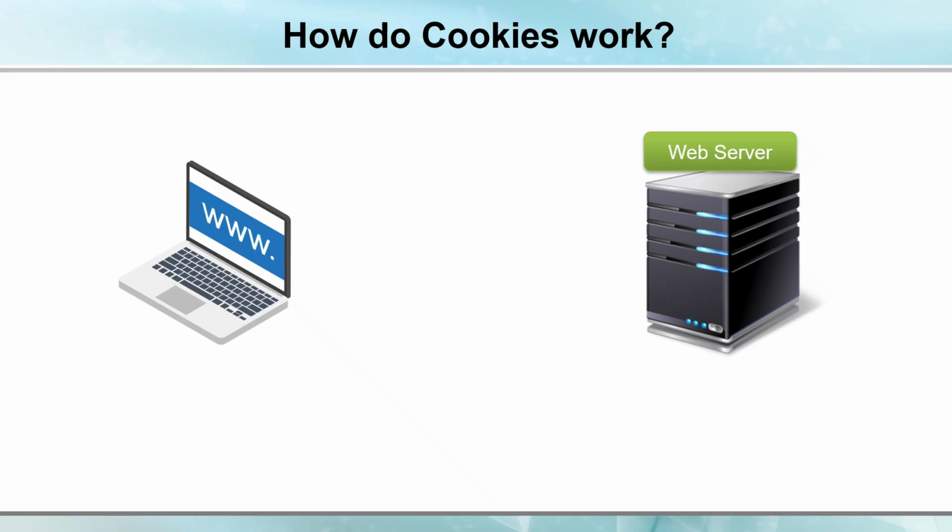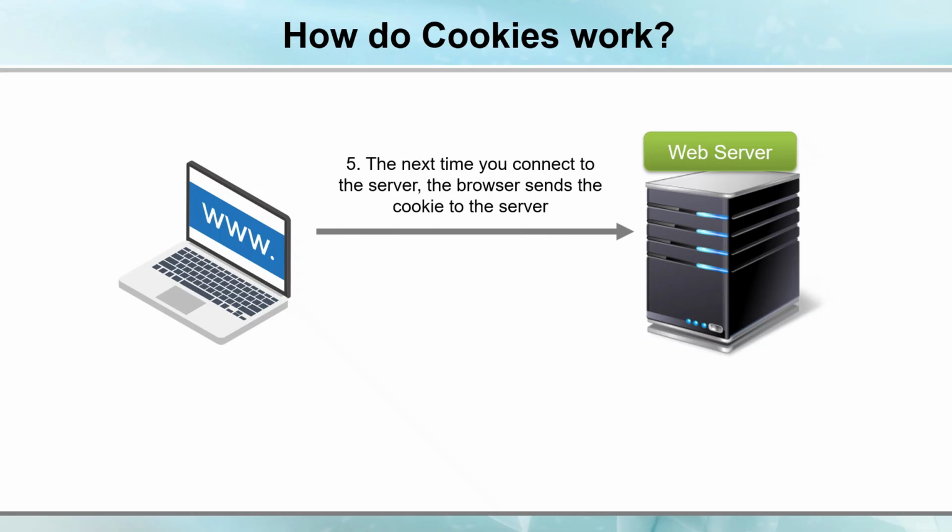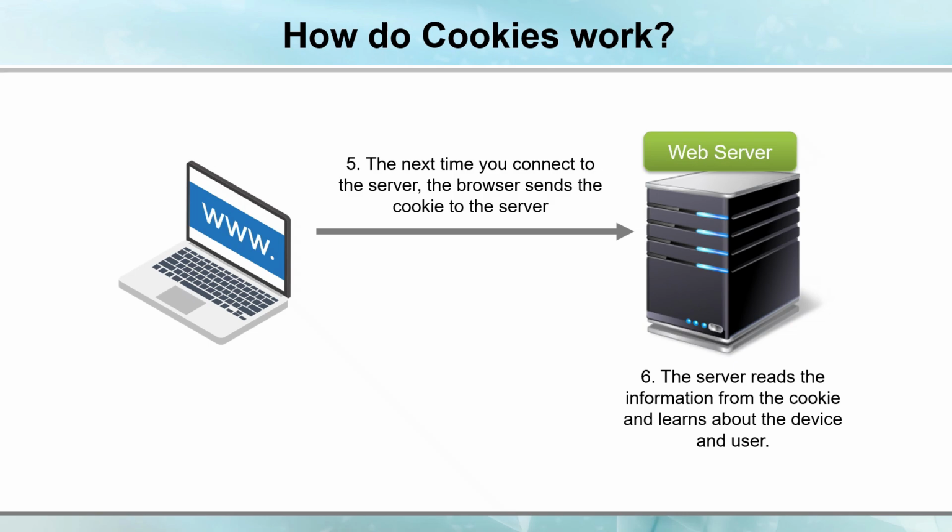Later, when the user reconnects to the website, the browser sends the cookie back to the server so it can remember information from the previous session, such as which device was used, which user it was, and what they were doing when the session ended. For example, if the first time you chose to view the site in English or added products to your shopping cart, cookies will make sure everything stays the same the next time you visit the website. You don't have to configure it again.